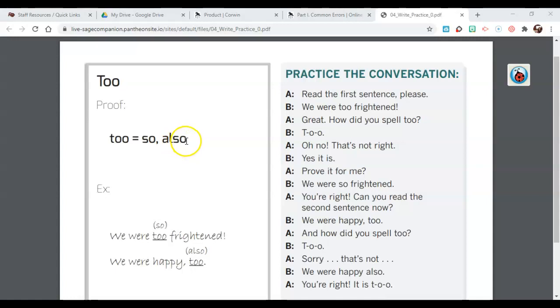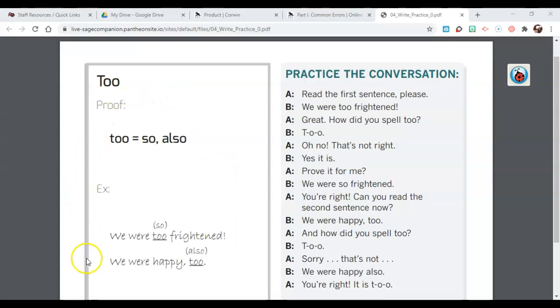However, I have another word that I can try to prove that I have used the correct form of the word to. So let me try the word also. We were happy also. Would that work? It does. Also would work as a proof for the word to, T-O-O, in this sentence. So to prove it, I would underline the word to, and then directly above it, in parentheses, I'm going to write my proof. In this case, I'm going to use the word also.